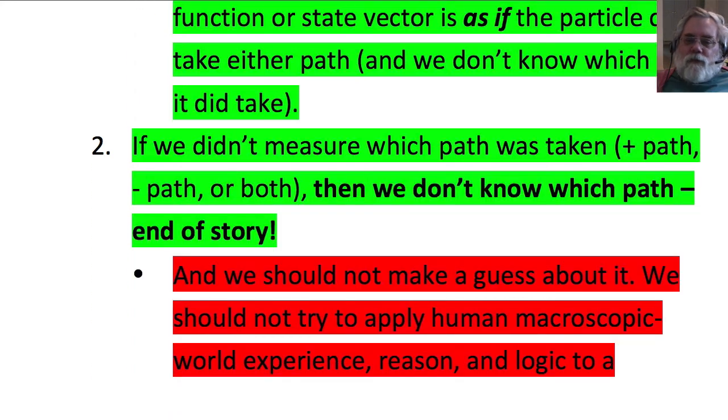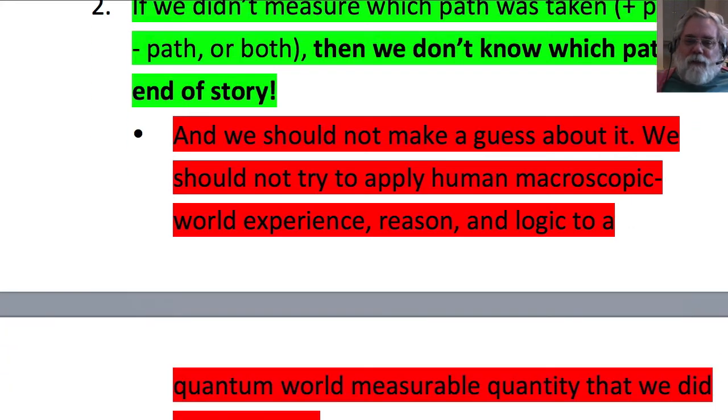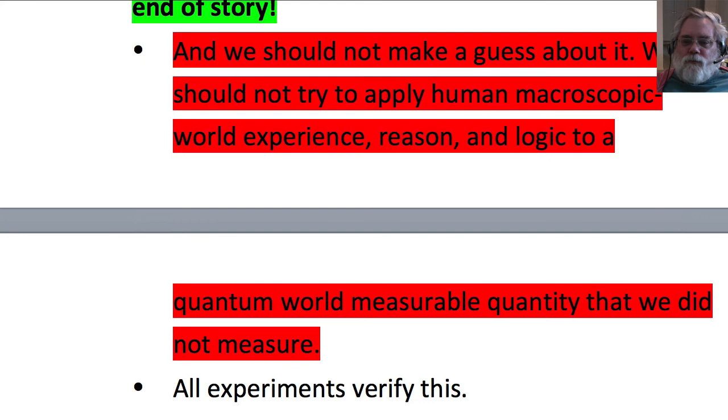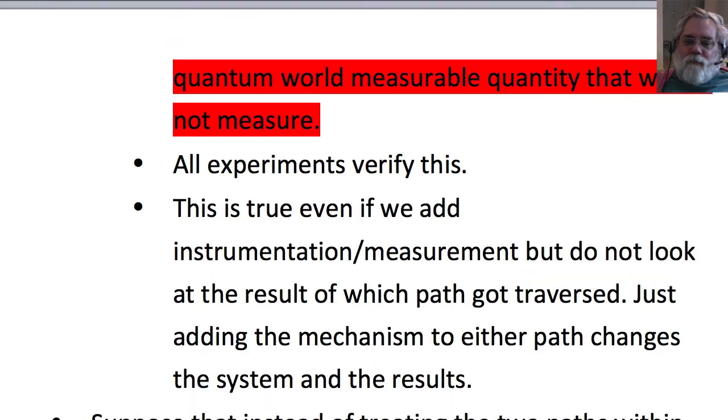If we didn't measure which path was taken, plus path, minus path, or both paths, then we simply don't know which path, and that's the end of the story. We should not make any guess about it. We should not try to apply human, macroscopic world experience, reason, or logic to a quantum world measurable quantity that we did not measure.